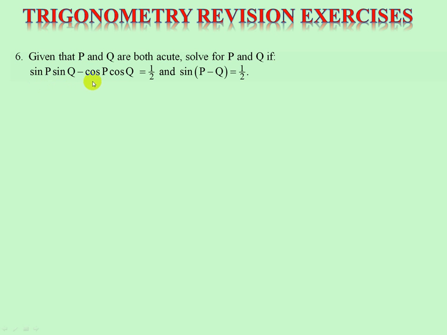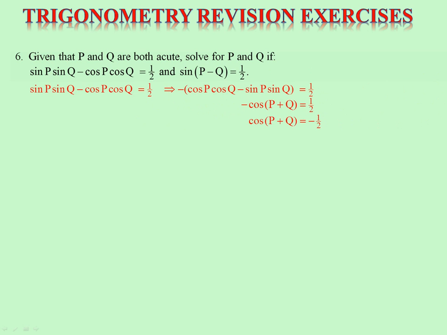I don't know about sine, sine, cos, cos, but I do know about cos, cos, sine, sine. So we could take that and it jumps across to there. There we are. I've taken out a negative. Now we have cos, cos minus sine, sine equals a half. There is your cos. Cos isn't like sine. Sine is careful with its sign, but cos isn't. So therefore that's going to be a plus. So therefore we're going to have minus cos of P plus Q equals a half, which means that cos of P plus Q equals negative a half.